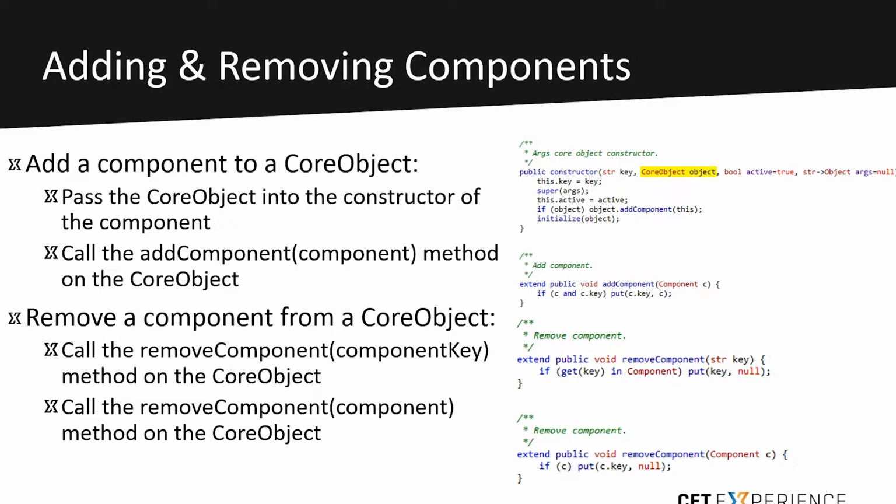To remove a component from a core object, there are two different remove component methods. The first one takes in a key and the second one takes in the component. If you don't have access to the component, but you know exactly what the key of the component you're trying to remove is, you can just pass in the key and it will loop through all of the components on your core object and remove it at that point. But if you have access to the component as you're calling remove component, you can simply pass it in, and I think that's easier. So that's what I prefer to do, but either way is fine.